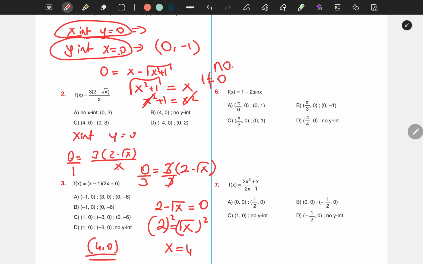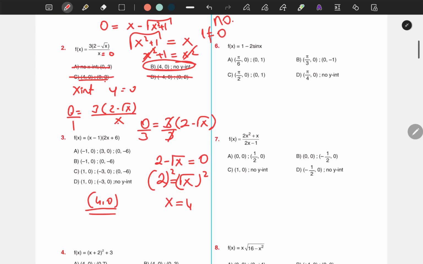4 and 0, which option do we have? We have C and we have B. So A and D are eliminated. Next one, if I replace x with 0 and I get 3, it will be C. Otherwise, it is B. Let me replace 0. But guys, if I replace 0, the denominator, is it possible to be 0? No solution, isn't it? Can't be. It means that B is the correct option.